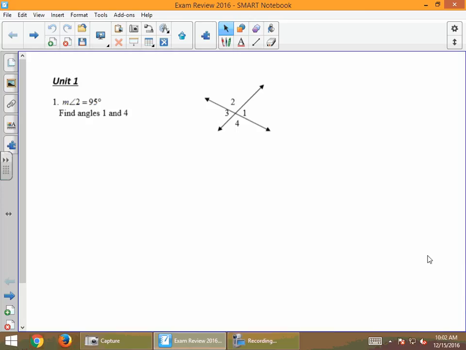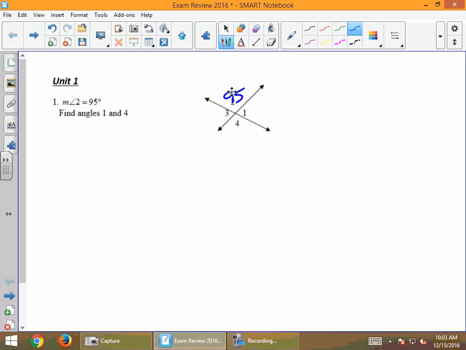If we look at number 1, we know angle 2 is 95 degrees. Find angles 1 and 4. Okay, well, I'm going to fill in the diagram. Angle 2 is 95 degrees. We want to find the measure of angle 1 and the measure of angle 4.